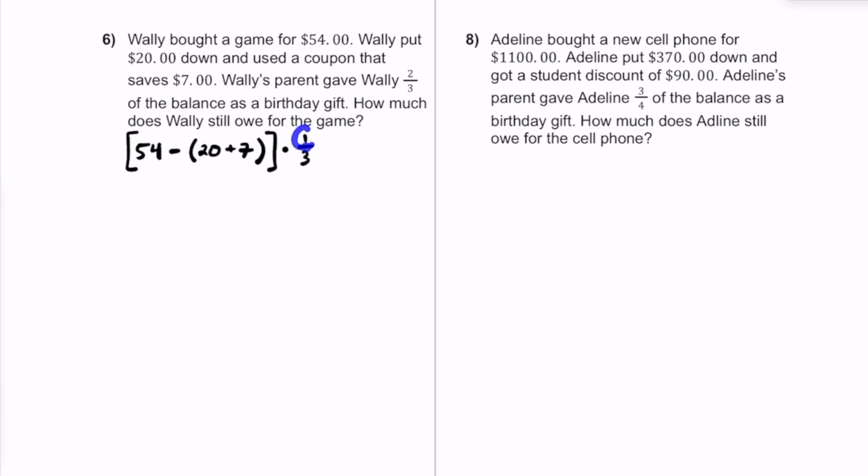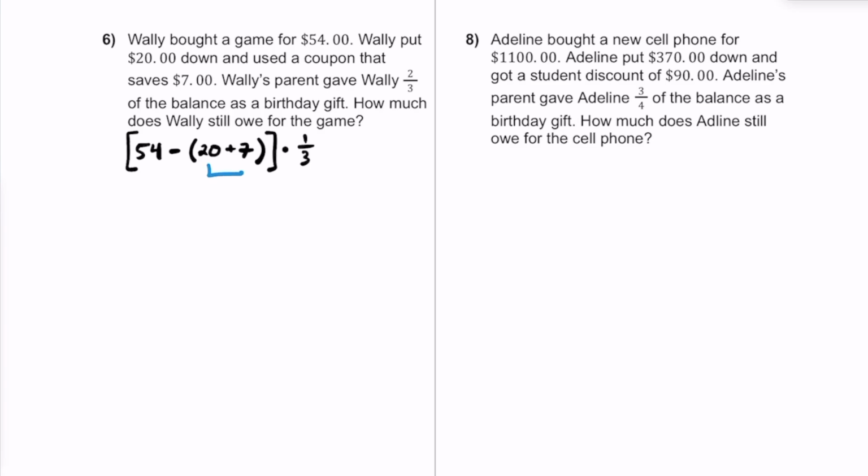Now, if you want to keep this 1 as a 2 and keep it as 2/3, that's perfectly fine if you want to find out what Wally's parents are going to be paying for this game. But it depends on what you're looking for. We're looking for what Wally's paying. So if his parents are paying 2/3 of the balance, Wally must still owe 1/3 of that balance, okay? Let's go ahead and evaluate this thing.